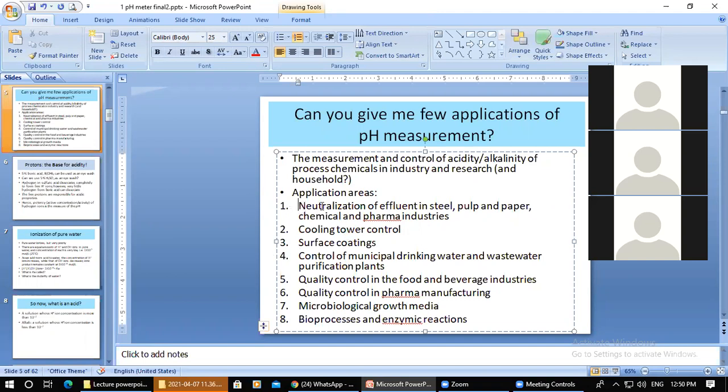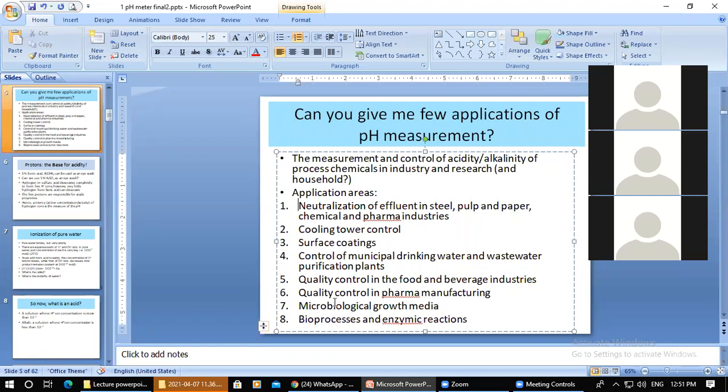For example, neutralization of the industrial effluent which comes out from the steel industry or paper and pulp industry, because these effluents are either highly acidic or highly alkaline, and therefore they cannot be disposed of into the water streams just as they are, and therefore they have to be neutralized. And when they are neutralizing such effluents, it is necessary to know what was the initial pH and what is the final pH, whether neutralization has been achieved or not.